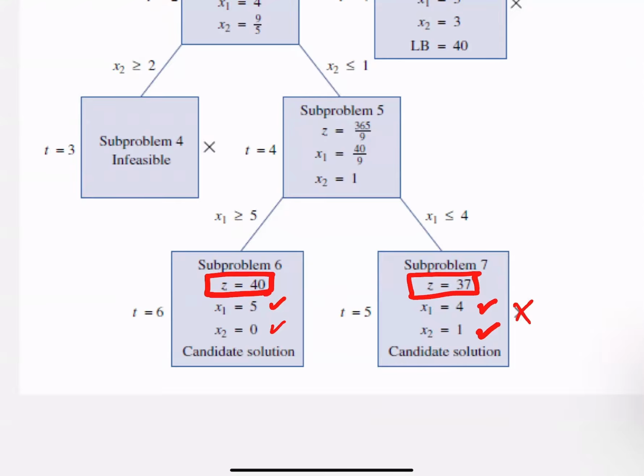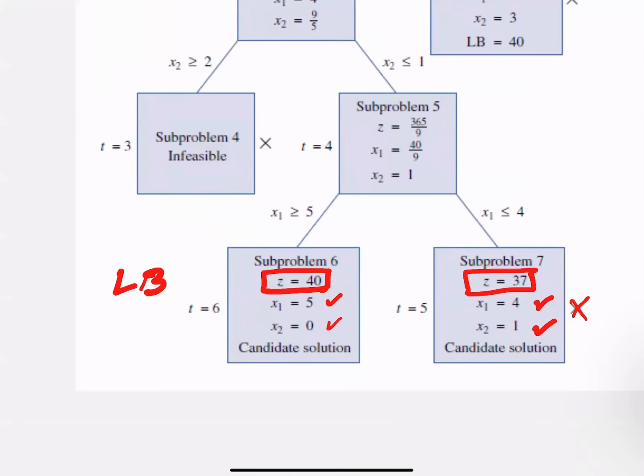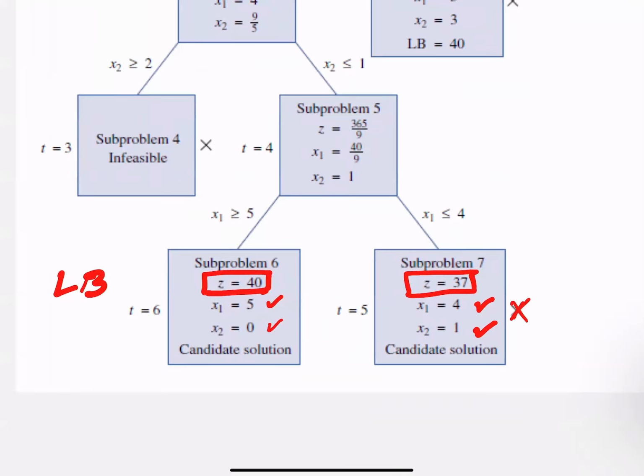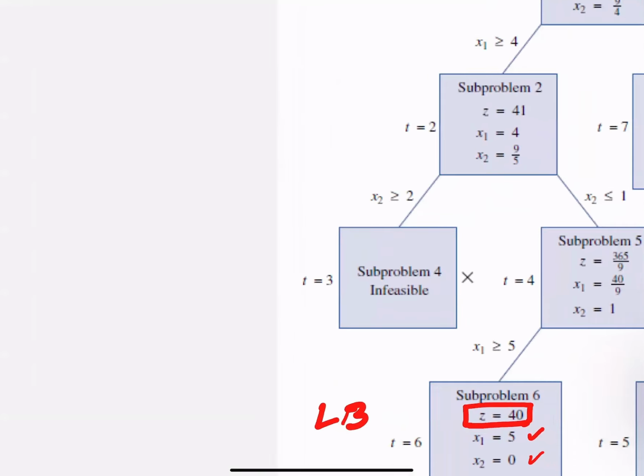I call that 40 a lower bound. What does it mean? It means anything less than that, I'm not going to explore. This is a maximization problem. I've already found the integer solution and it's 40. Anything below that, I'm not going to even look at because this is already good. Like 37, just drop it because you already have a better one. So everything we did so far was exploring this branch of subproblem 2.